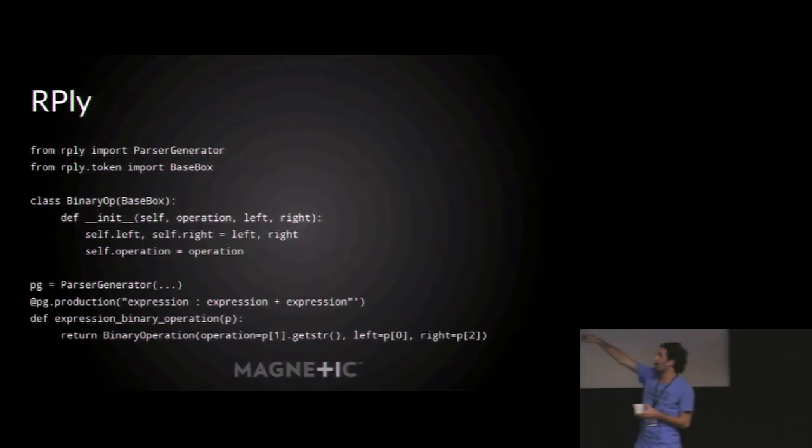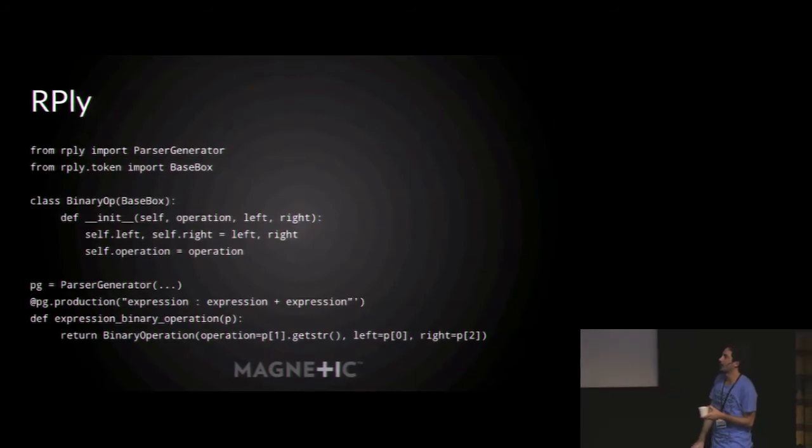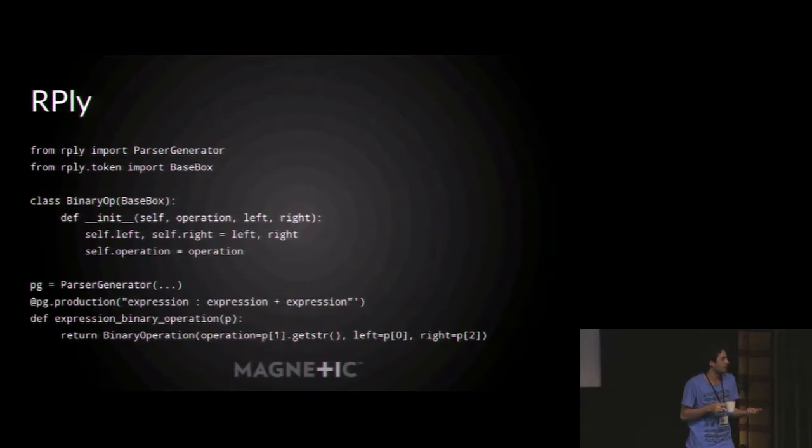This PG equals parser generator, I've omitted the actual arguments there. They're not that interesting. So that's the object that we're going to be using. It's a parser generator. We're going to tell it basically some rules for how our language looks.